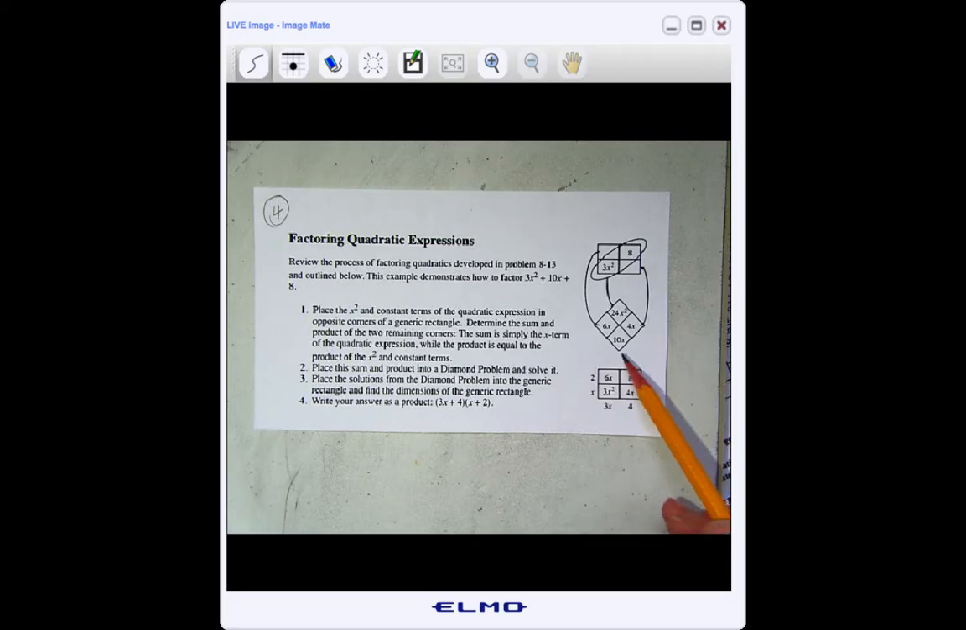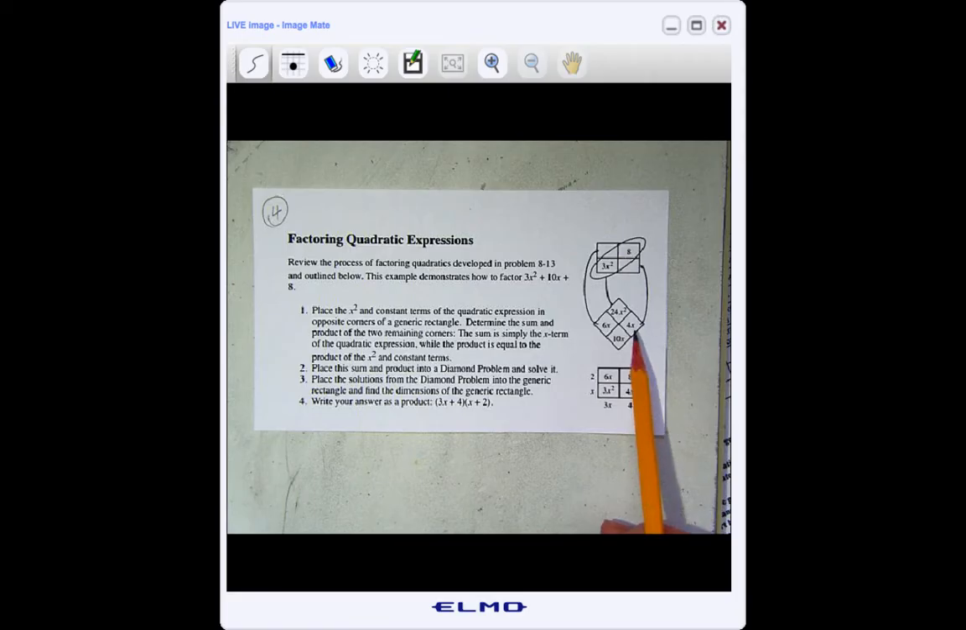So then you're going to go ahead and put 10x here, and then you have to kind of hunt for these two sides. You need to look for two values that give you a product of 24x squared and give you a sum of 10x. Once you have that, you put them in here, and then you find the factored form. So you should know how to use the generic rectangle and the diamond to factor a quadratic for your test this week.